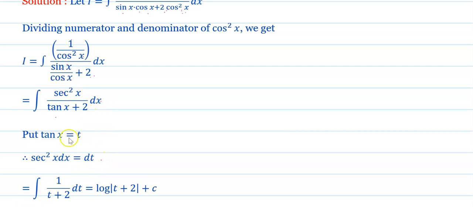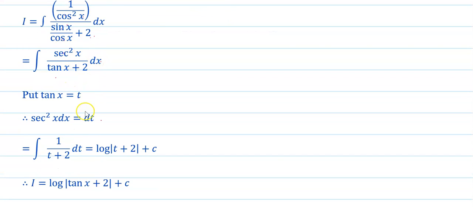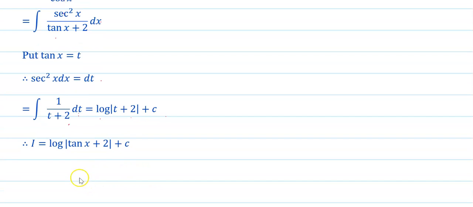Therefore, the integral becomes sec square x into dx, whose value is dt. 1 upon tan x means what? t plus 2 into dt. Therefore, integral 1 upon t plus 2 into dt. Its integral is log of mod of t plus 2 plus c. Now replace the value of t. What is t? t is tan x, and hence I is equals to log of mod of tan x plus 2 plus c, and this is the answer.